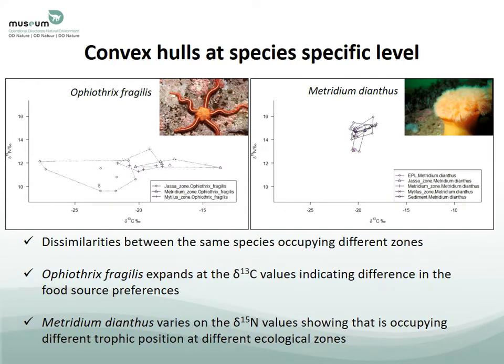Focusing now on the species-specific level, and in particular on 2 of the most common species found in the area, we see that there are dissimilarities between the trophic habits of the same species occupying different ecological zones. For example, the brittle star Ophiothrix fragilis has isotopic signatures that expand more on the delta 13 carbon values, indicating that this particular species is taking advantage of different food sources. On the other hand, the anemone Metridium dianthus has isotopic signatures that vary on the delta 15 nitrogen values, showing that this species is occupying different trophic positions at different ecological zones.